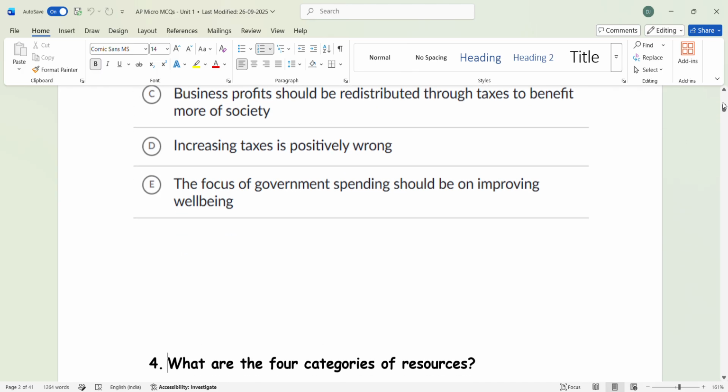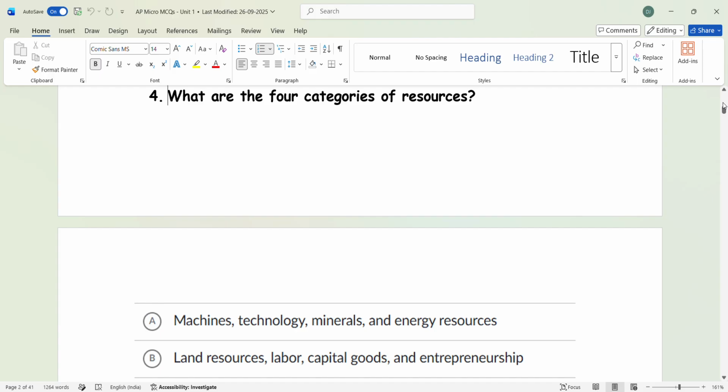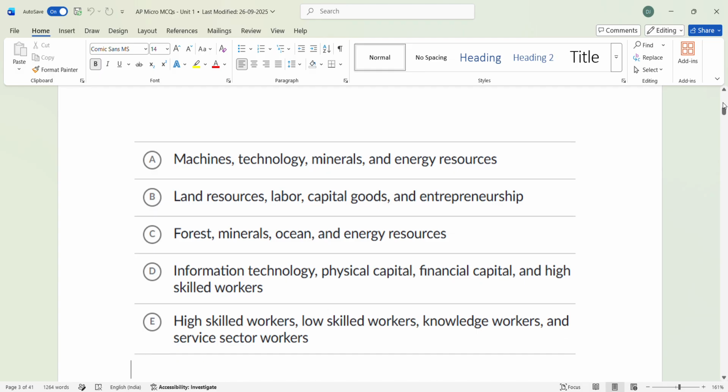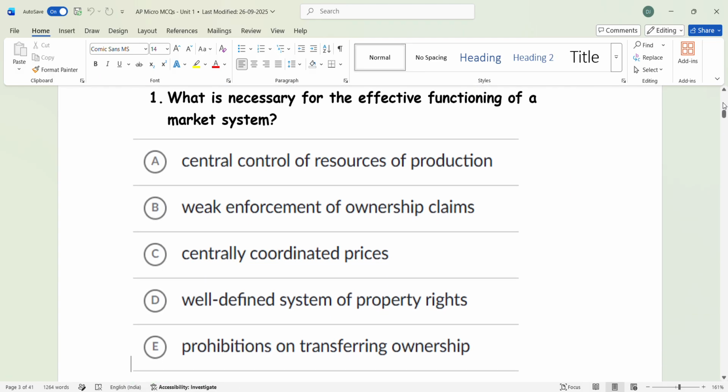All right. Going to the fourth one. What are the 4 categories of resources? That's a very simple one. That's option B: land resources, labor, capital goods, and entrepreneurship, right? And then you have the fifth one I had asked: what is necessary for the effective functioning of a market system? As I told you when I was doing that topic, property rights are very, very important for an effective functioning of a market system. So the answer would be option D: well-defined system of property rights.